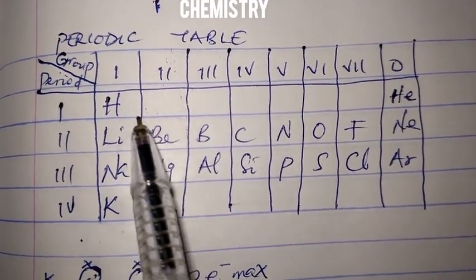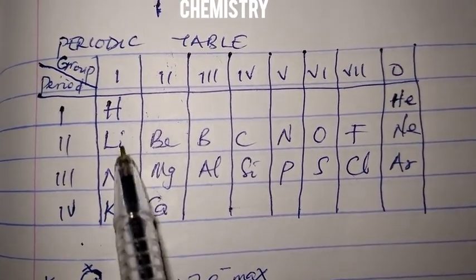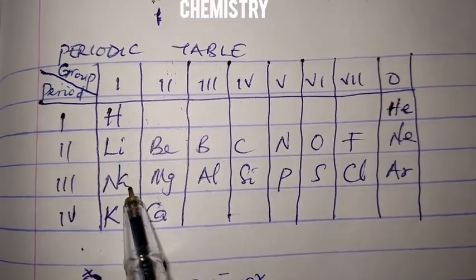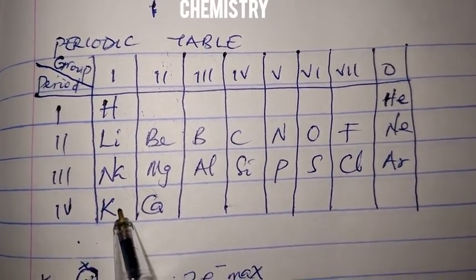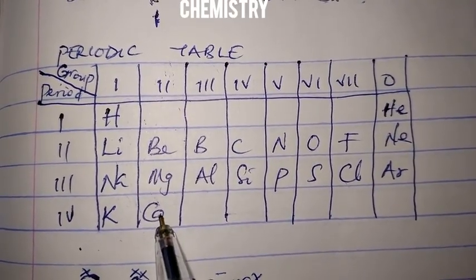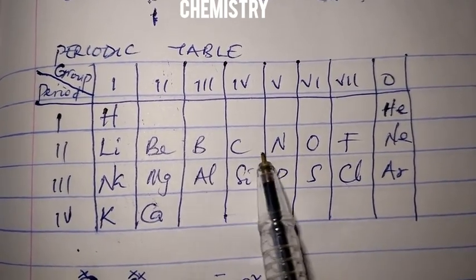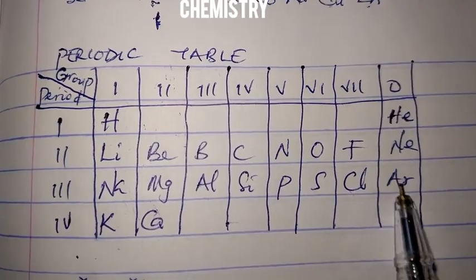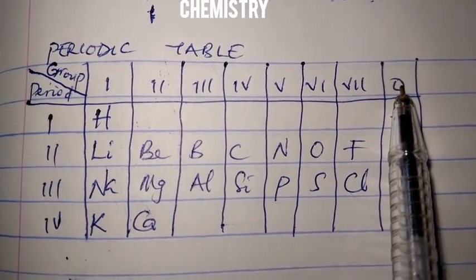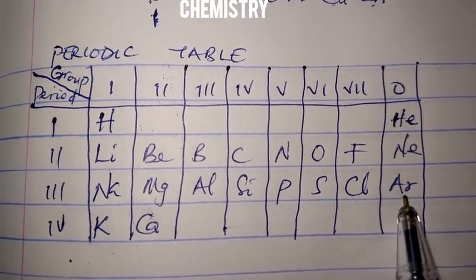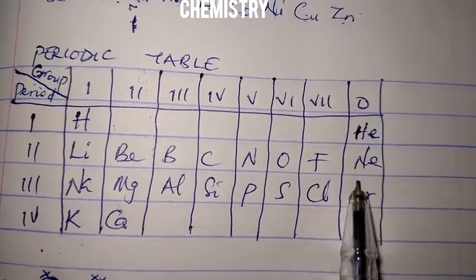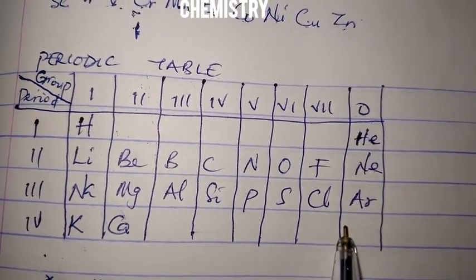Please remember that the elements in a particular group have corresponding valence electrons. For example, elements in group 1 have a valence electron of just 1. Elements in group 2 have valence electrons of 2, and so on: 3, 4, 5, 6, 7. But the reason why the last group is group 0 and not 8 is because they have complete electron configuration. They are called noble gases, or rare gases, or inert gases, which means they are not reactive. Why? Because they are complete.